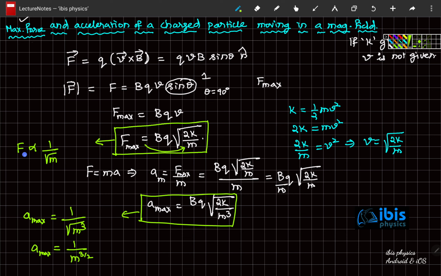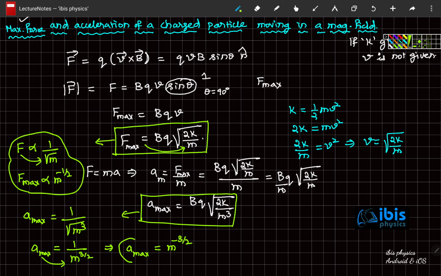So the maximum magnetic force acting on a charged particle moving in a magnetic field is inversely proportional to the square root of m. Maximum acceleration is inversely proportional to m power 3 by 2. Or this can also be written as maximum acceleration proportional to m power minus 3 by 2, and maximum force proportional to m power minus 1 by 2. These two are very important questions for one word, so practice once.